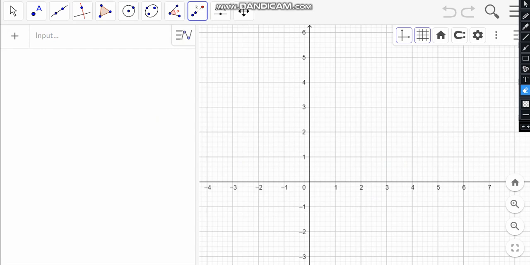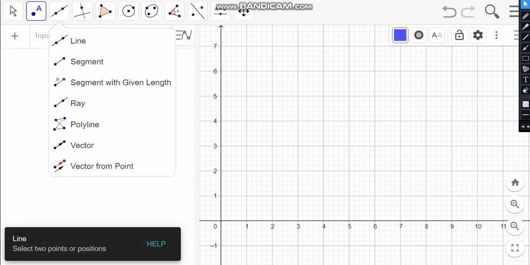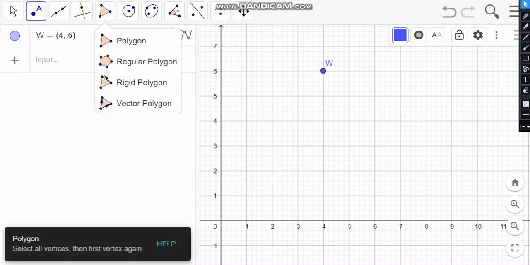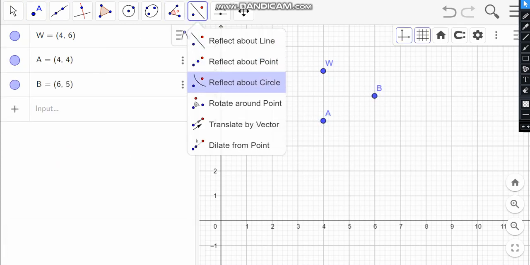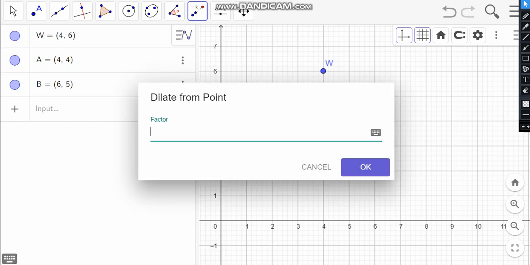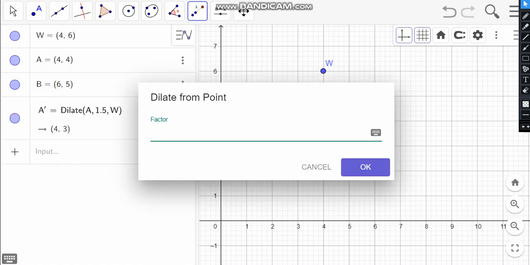Let us go to GeoGebra. I need to pick a point, for example omega, which I want to name W. And I want to pick a point A and a point B. I want to find the dilation of points A and B with center omega. Let me pick ratio 1.5 for both. It gives A prime, and from B to omega, also 1.5.